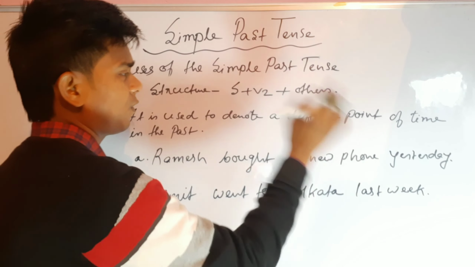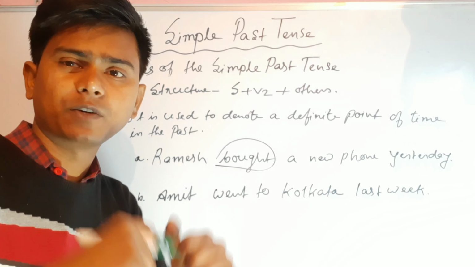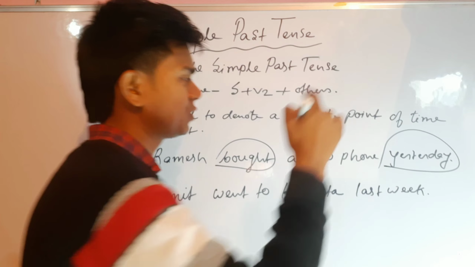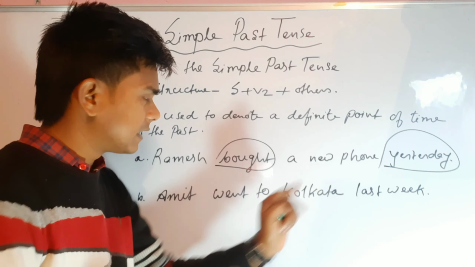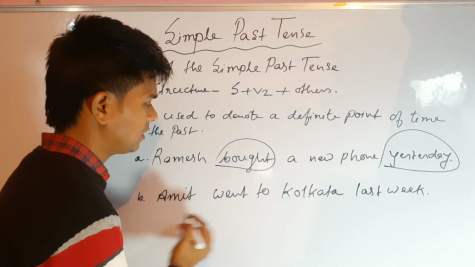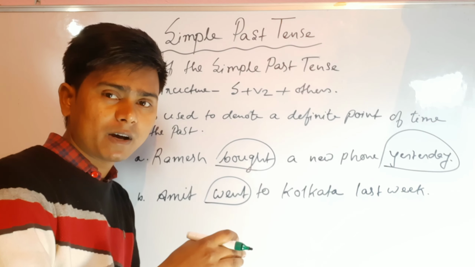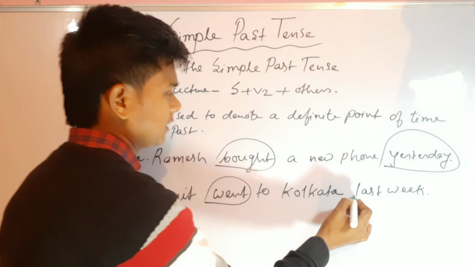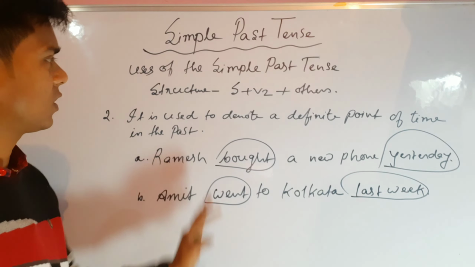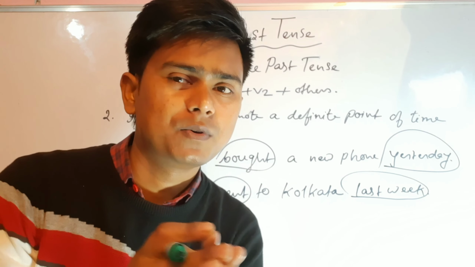Ramesh bought a new phone yesterday. See here the verb bought, the action of buying took place. When did it take place? It took place yesterday. Through the adverbial yesterday, the definite point of time has been denoted here, right? Next one is Amit went to Kolkata last week. The action of going took place in the past and also completed, right? And this phrase, last week, is denoting a definite point of time. So in this case we use simple past tense. Hope you are getting the point. Please don't forget to comment if you are getting it, right?